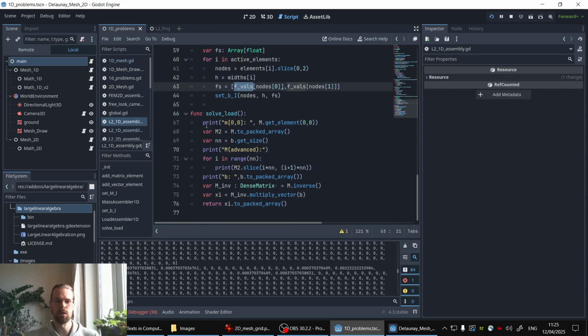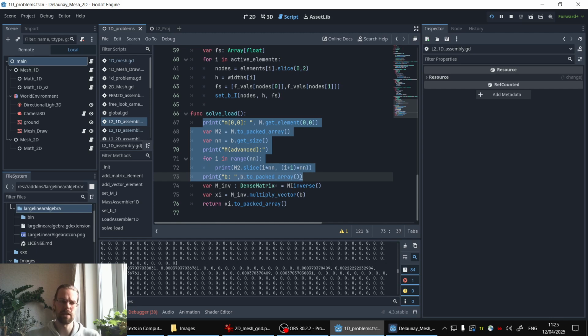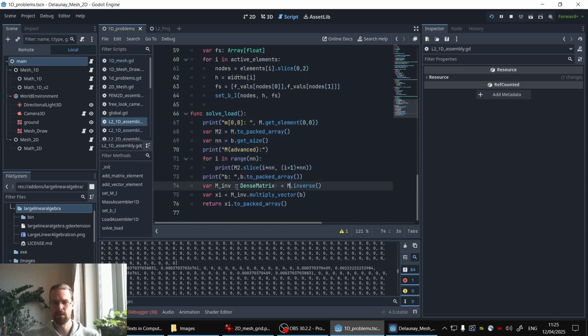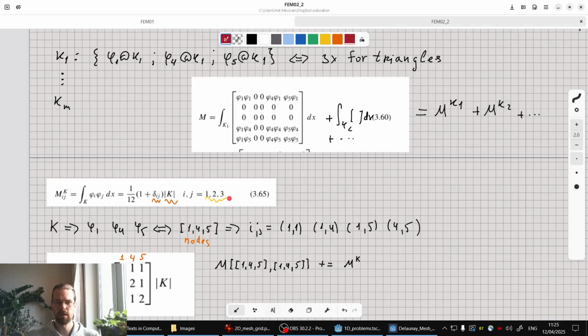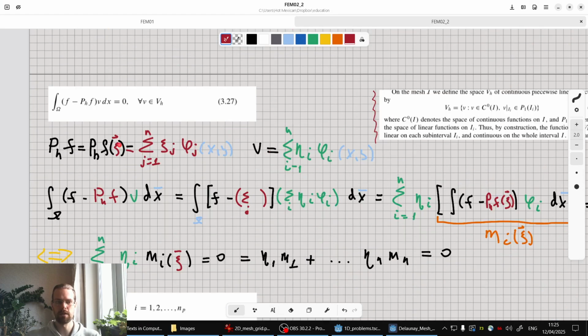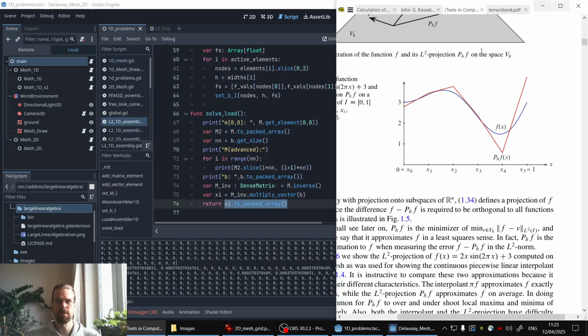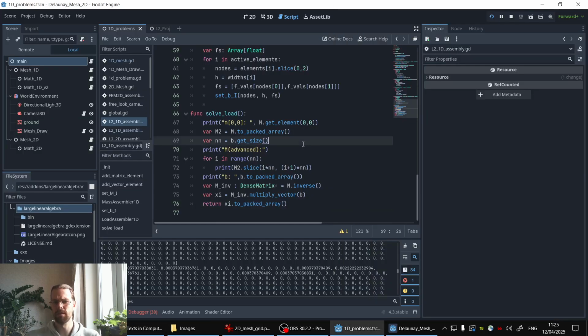And our solve method, here's a bunch of unimportant code. The idea, of course, is that we use the linear algebra package to get an inverse multiplied by b, and we return these xi coefficients, which are the approximation fit coefficients.